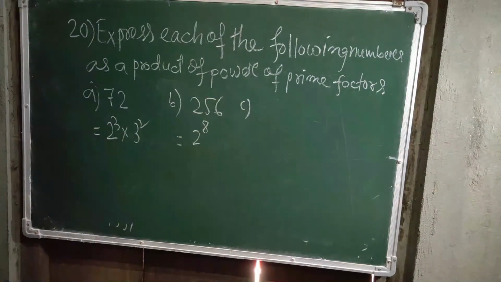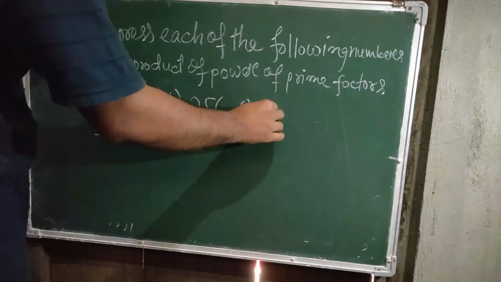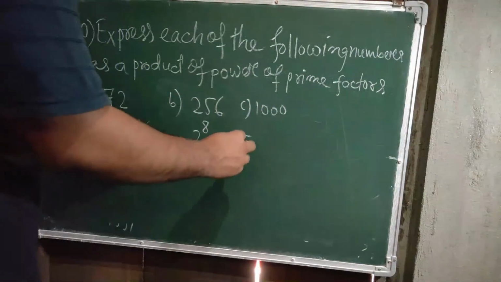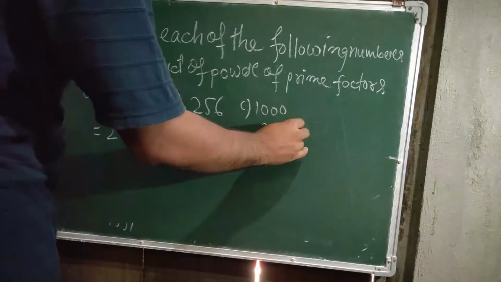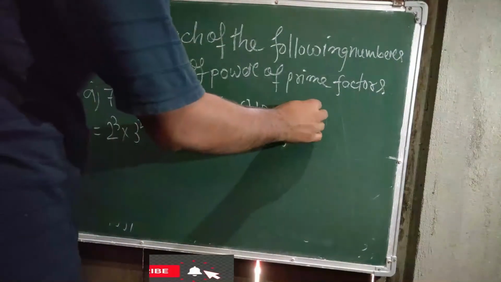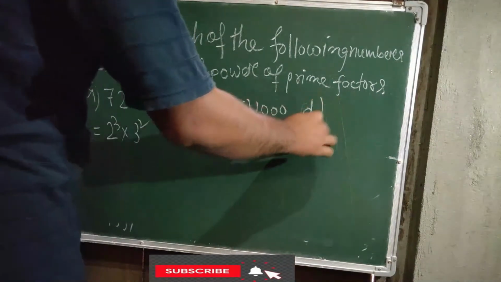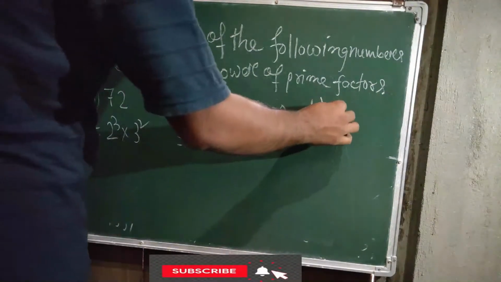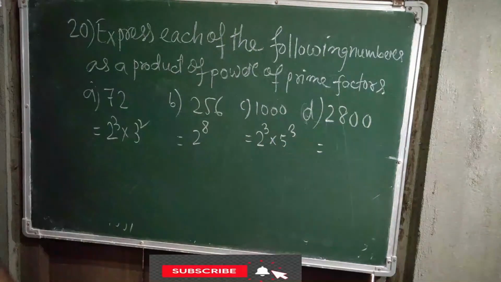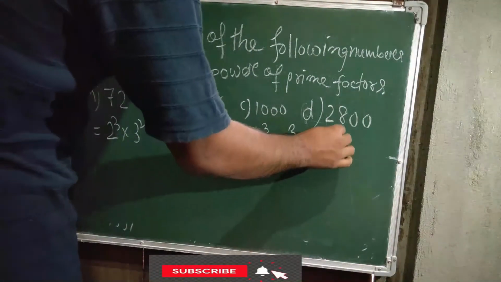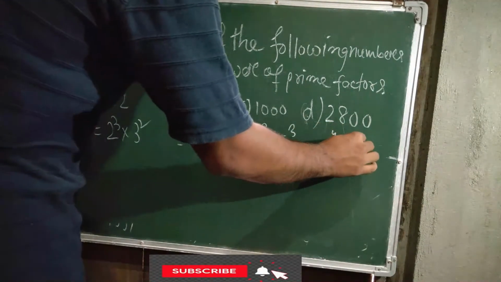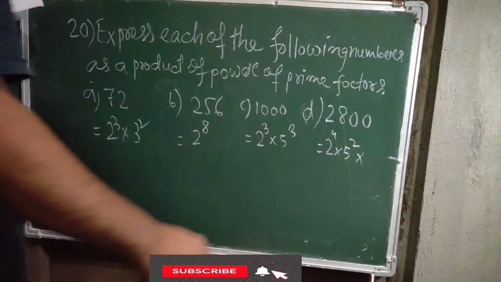Again C number. C number is what? 1000. So answer will be what? 5 cube. Again D number. Our D number is 2800. So our answer will be 2 to the power 4 into 5 square into 7.